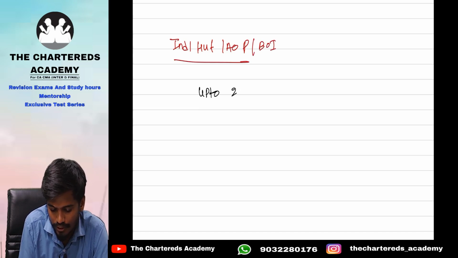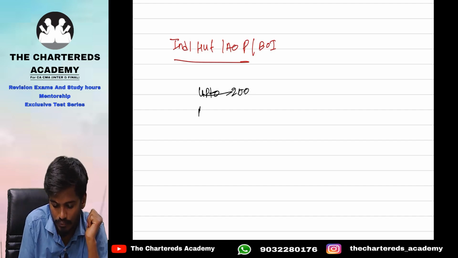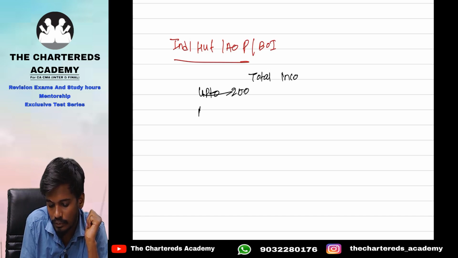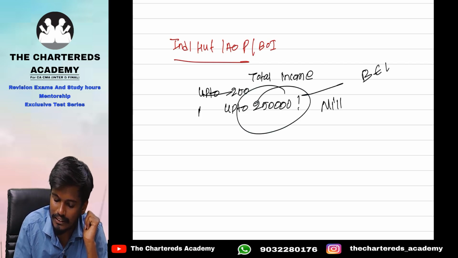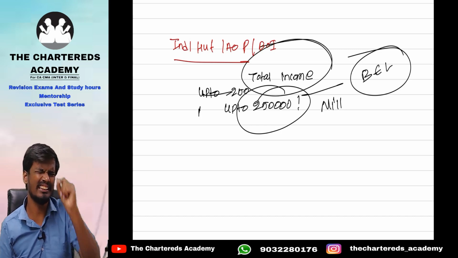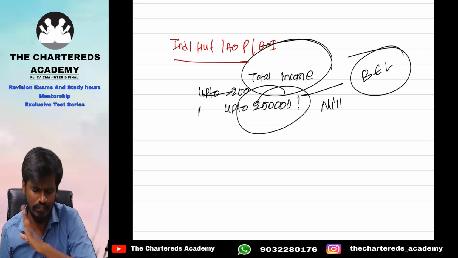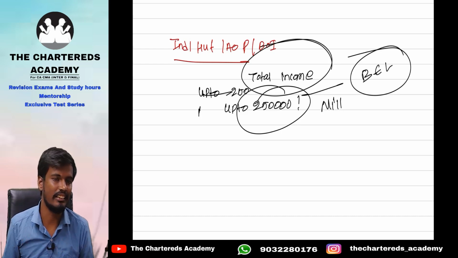Up to 2,50,000, if your net total income is up to 2,50,000, the tax is nil. It is known as the basic exemption limit. Sir, what is the total income? Up to 2,50,000 nil. You said that if the total income is up to 2,50,000 it is nil. There is no tax.